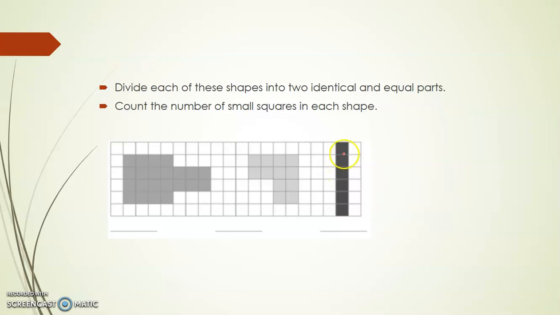Now coming to this picture, you can see 6 squares: 1, 2, 3, 4, 5, 6. So this has a line of symmetry, and you can see the top part is identical to the bottom part. So here we have divided this into identical and equal parts.